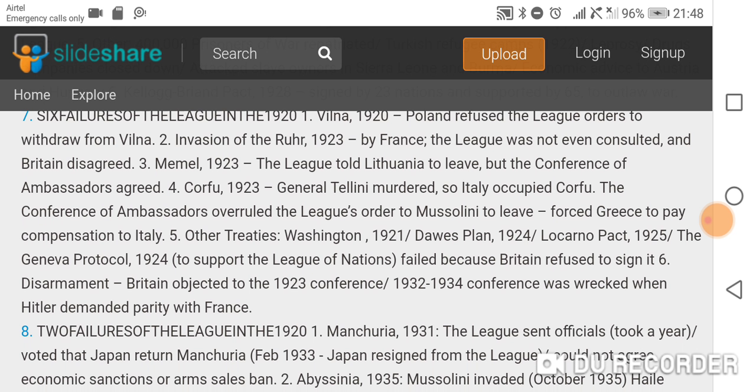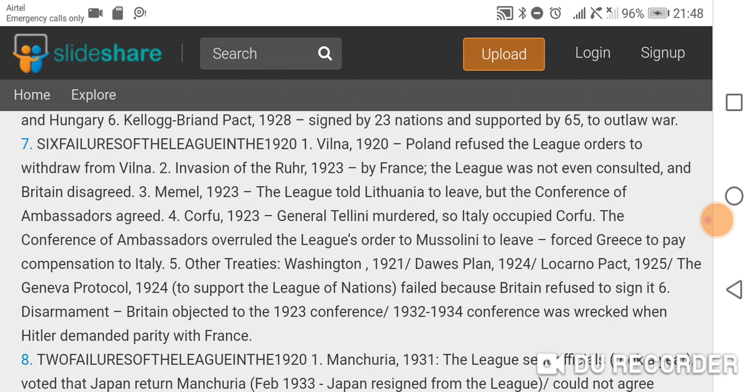The fourth failure that we look at is with regards to Corfu in 1923, where General Tallini was murdered, and as such, Italy occupied Corfu. So the Conference of Ambassadors overruled the League's orders for Mussolini to leave, and we find that Greece was forced to pay compensation to Italy.